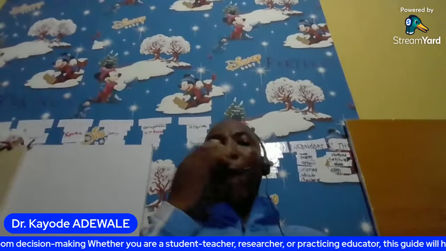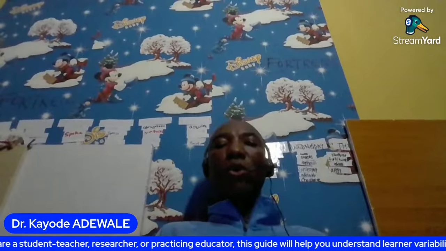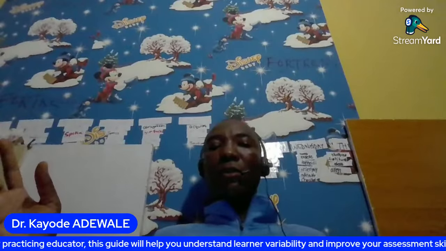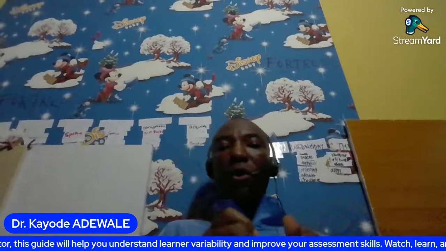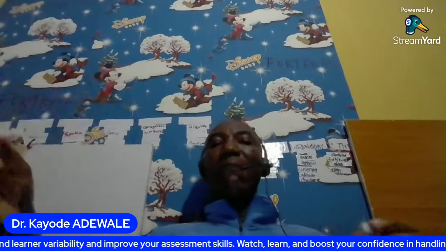So in simple terms, if the measure of dispersion is low, the students perform at a similar level. If the data is low, the students perform at a similar level.